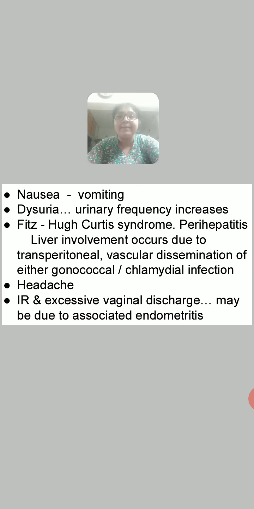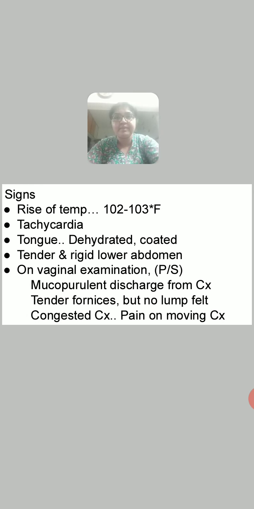When palpation of this region is done, you will find the part is tender to touch. So these are the important findings or features of this syndrome. This syndrome is rarely occurring, but that is due to liver involvement. Another symptom of salpingitis is headache, irregular and excessive vaginal discharge. It may be due to associated endometritis.